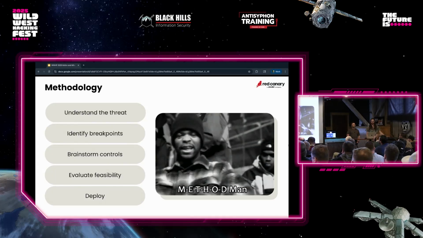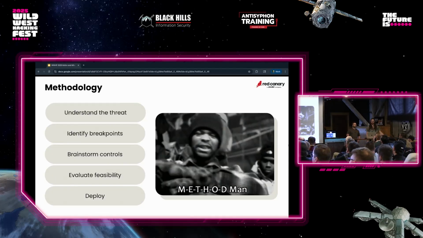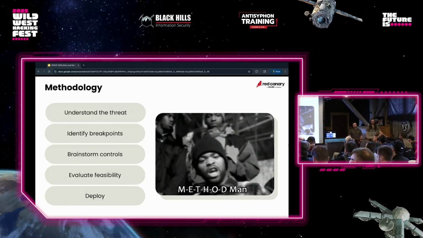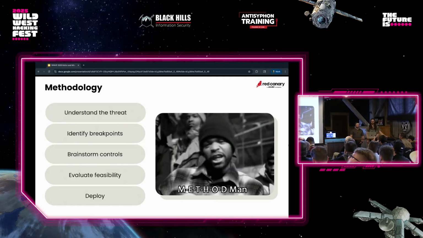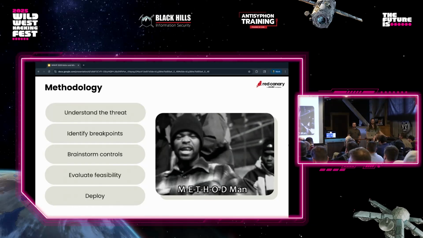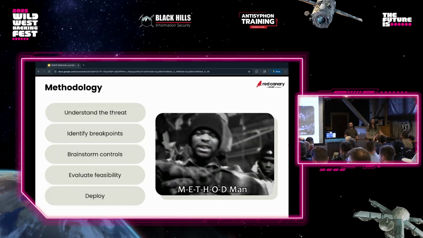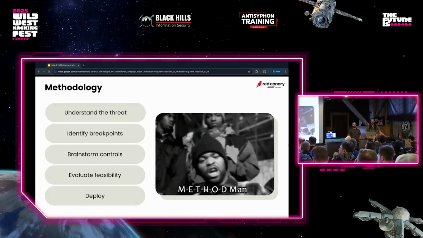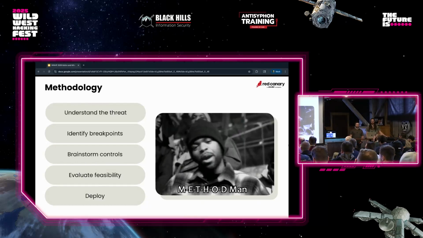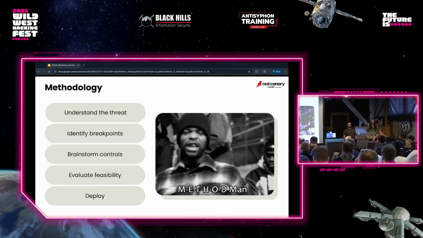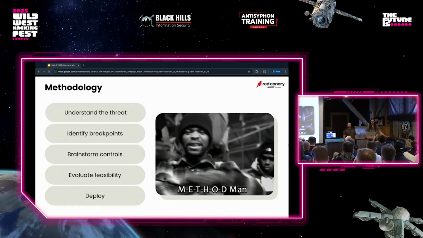At each step of the way, we'll follow the same common methodology. First, we'll look to understand what the threat itself is that we're trying to protect against. We'll look for some common breakpoints in its workflow. What are the steps that it follows to get to that point of execution? Then we'll brainstorm controls. What could we do to take advantage of those breakpoints? We'll talk feasibility for actually implementing them, and then the deployment itself.